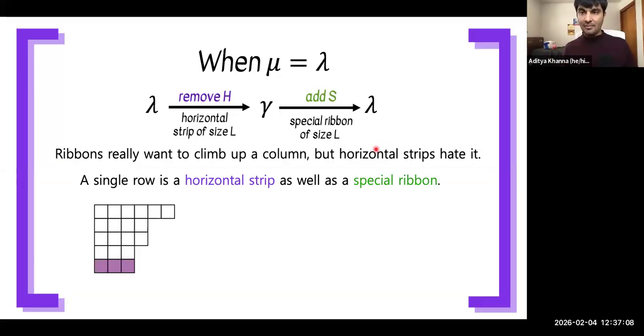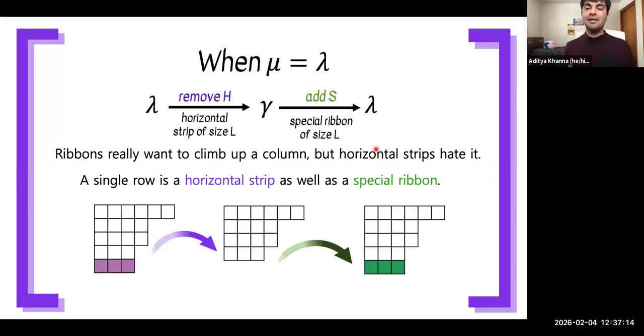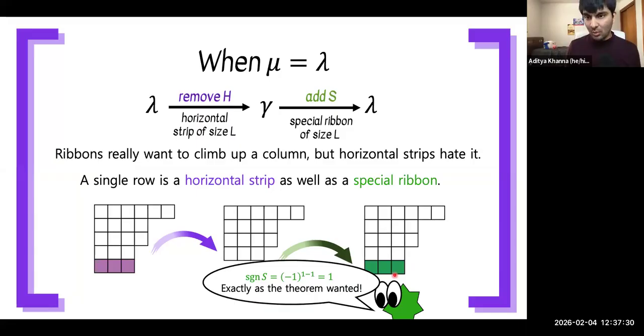So I start with a partition shape. I nix the bottom row, giving me an intermediary shape, and then I add it back. And this has the sign. Because it only occupies one row, remember that ribbons have sign (-1) to the power of row minus 1. So this has sign (-1) to the power 1 minus 1, which is 1. And this is exactly what the theorem wanted. When mu is equal to lambda, we should get a total sign of 1. I want to point out that removing a horizontal strip has no sign. The process has sign just 1. So it doesn't contribute a minus or anything.